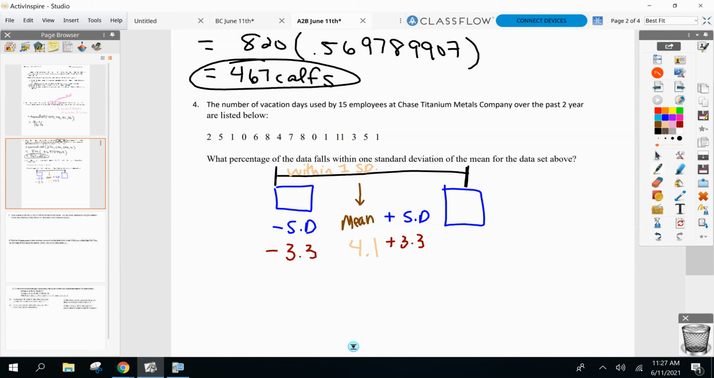0.8 and 7.4. Good. So that's within one. Now I've got to go back to my scores and figure out how many fall between 0.8 and 7.4. So you're still on this, Will. Take your time, circle them, put an X through them. Go through each one now and figure out for me, Will, how many of them fall between that range.